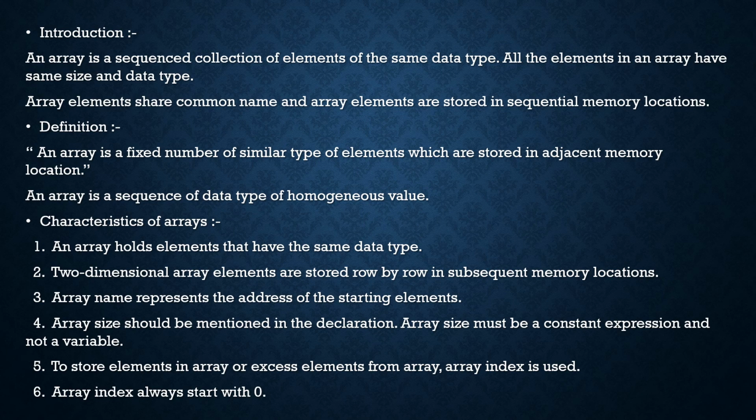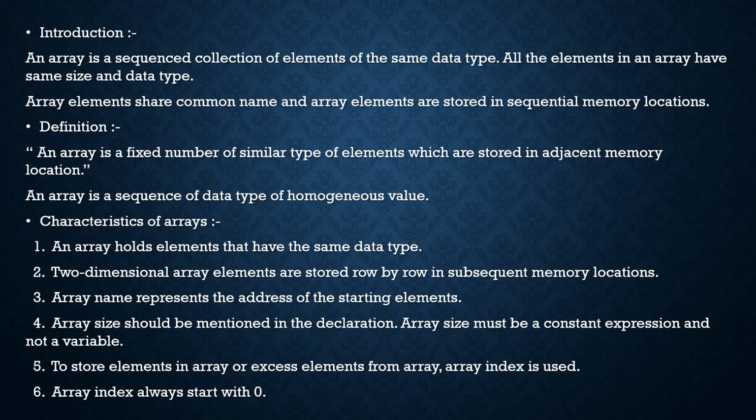Okay. Now characteristics of array. An array holds elements that have same data type. Two-dimensional array elements are stored by row in sequential memory locations. So we'll go for two-dimensional array, and there you will get to understand what is row by row. Okay. Array name represents the address of the starting element. So the name given to an array represents the address of the elements which are stored in the array.